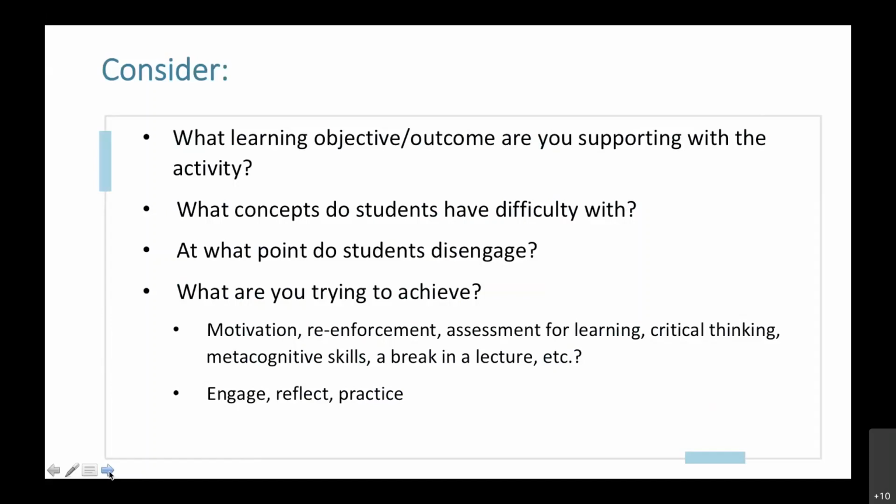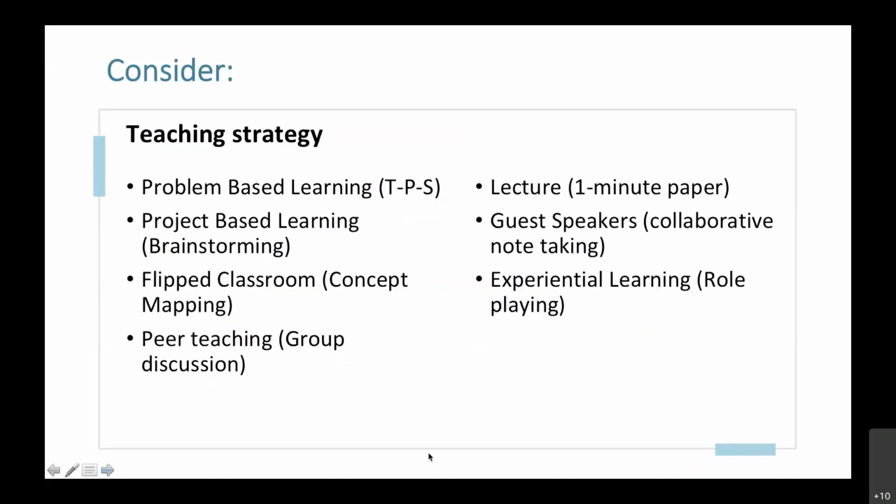So again, the next question is, what are you trying to achieve? And again, you have to look at all these different factors and then decide which activity is going to be best for you. Can you go to the next slide, please, Denise? So I put a couple of examples up here.